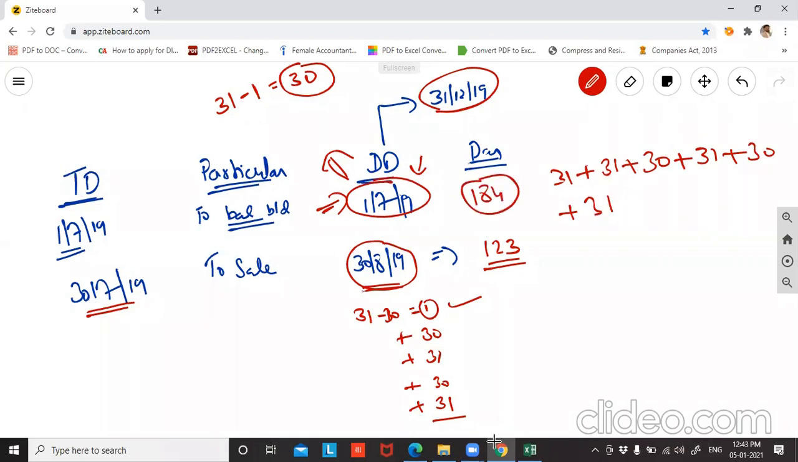Now I hope you're clear why in balance brought down we are including the due date, and why in a sale or purchase transaction we are excluding the first date. Am I clear with this or not? Please tell me. Everybody.